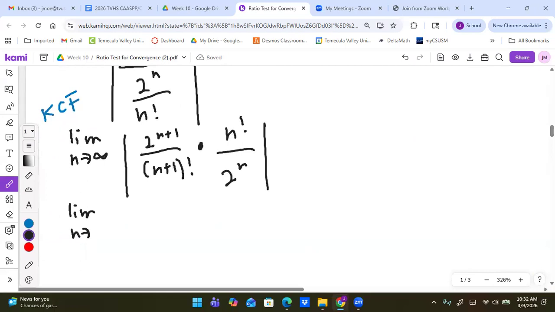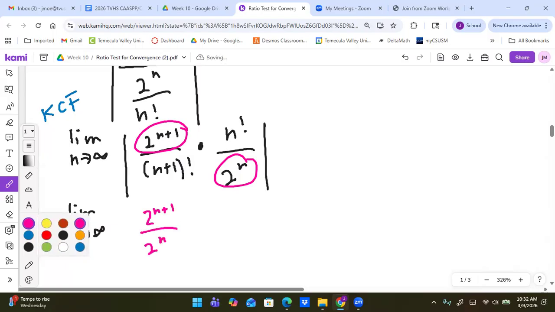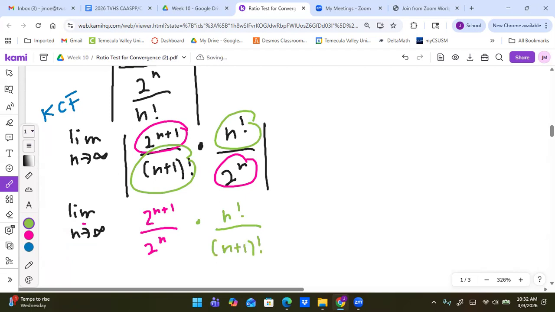Okay, here's what we're going to do next. We're going to clean this up by grouping like terms together so we can simplify easier and calculate the limit faster. Let's see, 2 to the n plus 1 and 2 to the power of n. Those are both exponentials, so we'll put those together on top of each other like that. Then n factorial over n plus 1 factorial. Now that we've grouped these together, don't forget your absolute value and your limit notation every time.